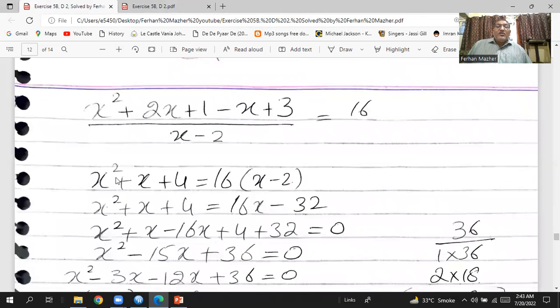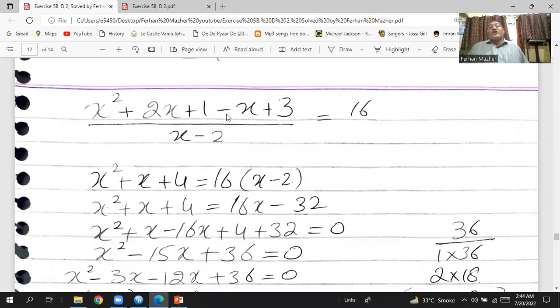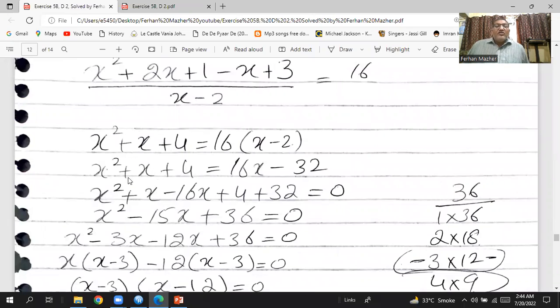When you open this whole square, you will have x square plus 2x plus 1 minus x plus 3 divided by x minus 2 equals 16. This x minus 2 will multiply with the 16. You will have x square plus x plus 4 equals 16 into (x minus 2), so x square plus x plus 4 equals 16x minus 32. Bring them to this side: x square plus x minus 16x plus 4 plus 32 equals 0. So you are left with x square minus 15x plus 36 equals 0.